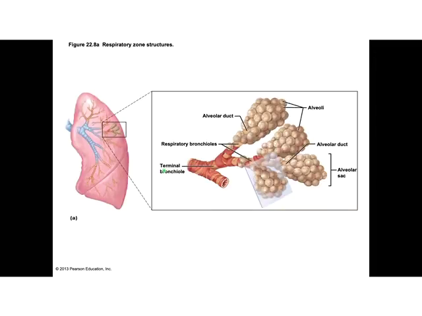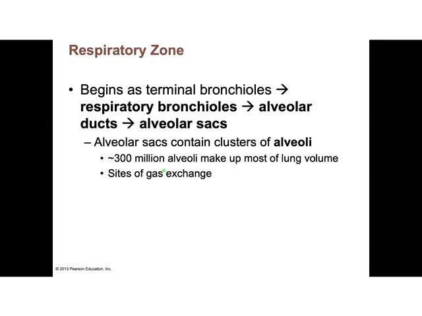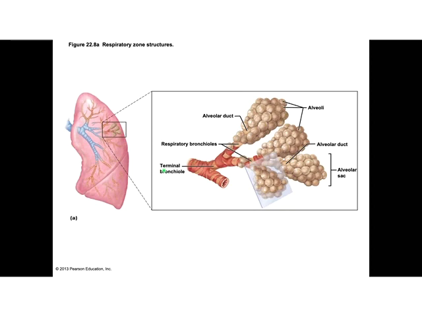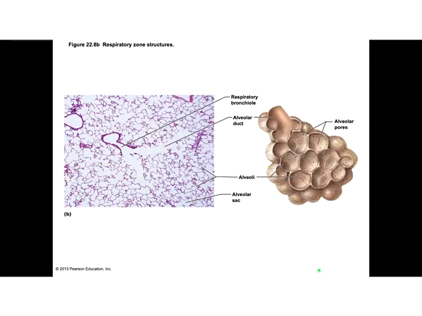The respiratory zone goes from the respiratory bronchioles to the alveolar ducts to the alveolar sacs, and they all engage in gas exchange because of the presence of respiratory membrane in all of these structures, okay? 300 million alveoli make up most lung volume, and that's where the gas exchange happens, and you can see the structures here, right? There's respiratory bronchiole, terminal bronchiole, okay? Alveolar duct, okay? Alveolar sac, right? And alveoli, okay? And if we look at it in a micrograph, you can see the structures here, okay?